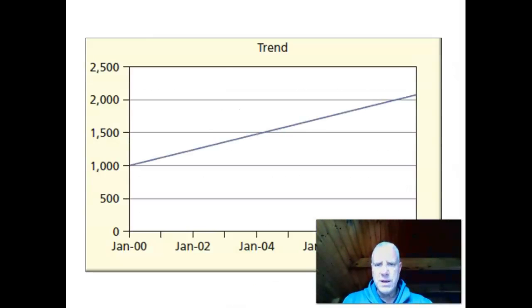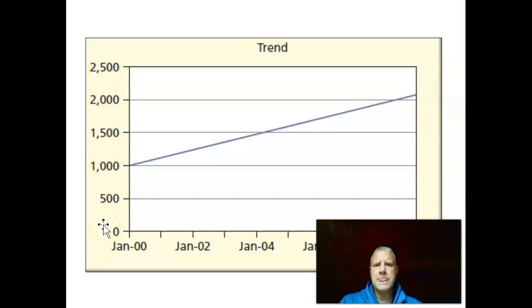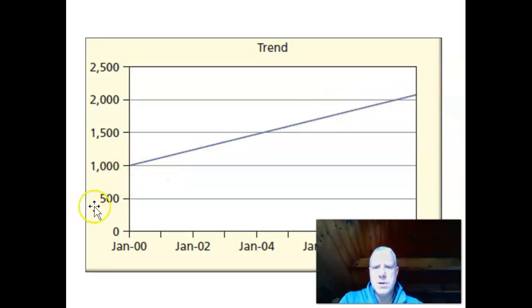This is what a trend looks like. So here's an upward trend over time. So here we have the dates on the horizontal axis and the levels of the variable, the time series variable, on the vertical axis. And this is just a linear trend. So this variable is increasing at a constant rate over time.